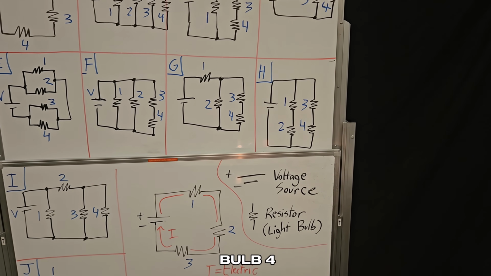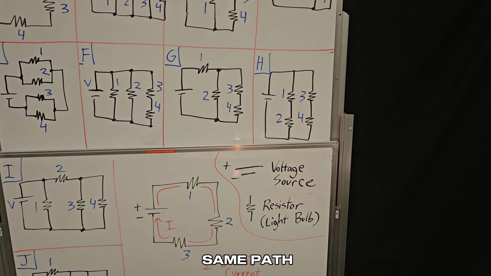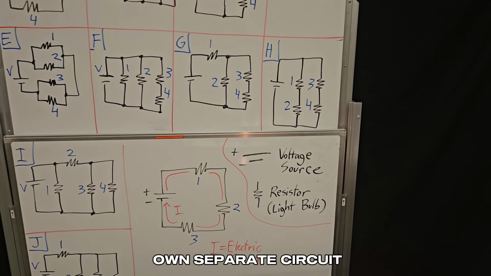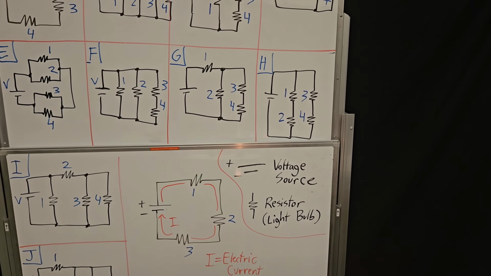And when we unscrewed bulb 4, bulb 3 also went out with it because again, they're on the same path, but bulbs 1 and 2 are on their own separate circuit, so they're unaffected.